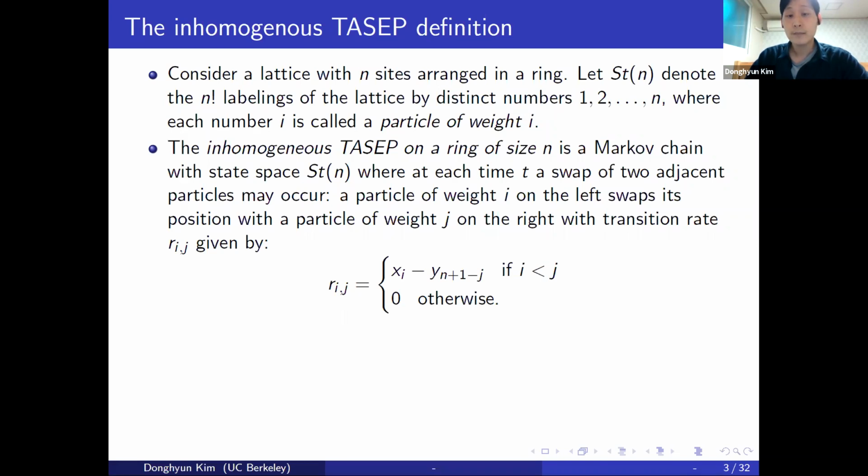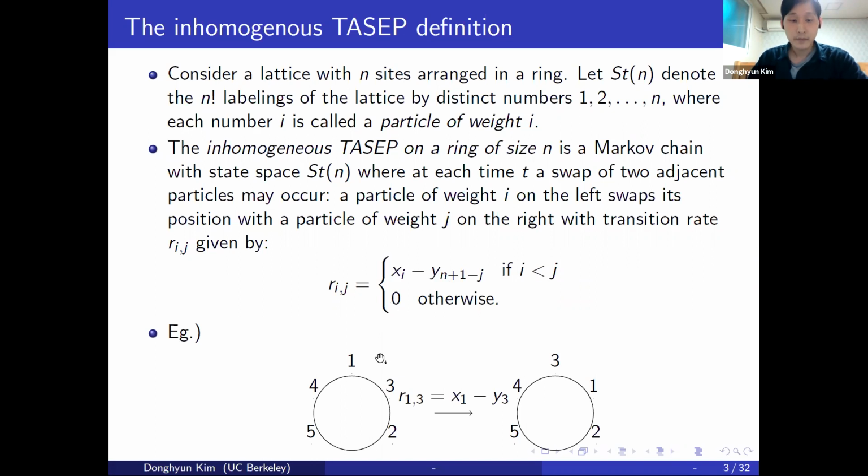The inhomogeneous TASEP on a ring of size n is a Markov chain with state space St of n, and at each time t, a swap of two neighboring particles may occur. If we have a particle of weight i to the left of the particle of weight j, then these two neighboring particles can swap their positions with the rate r_ij given as follows. If i is smaller than j, then the transition rate is x_i minus y_{n+1-j}. Here the x_i's and y_i's are formal variables. If i is greater than j, then nothing happens. The swap does not happen.